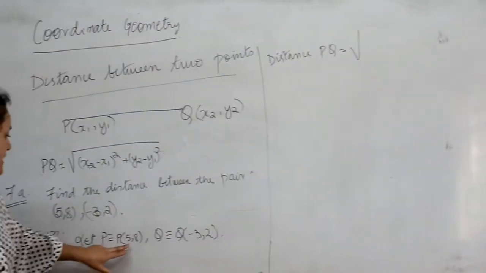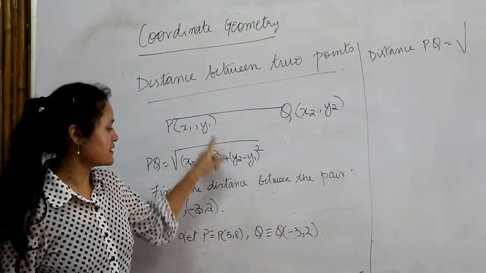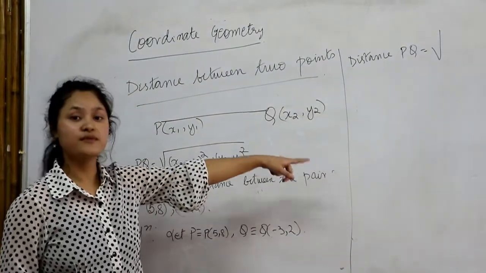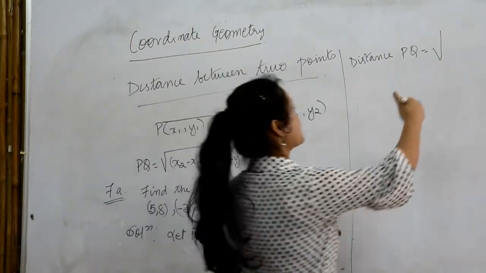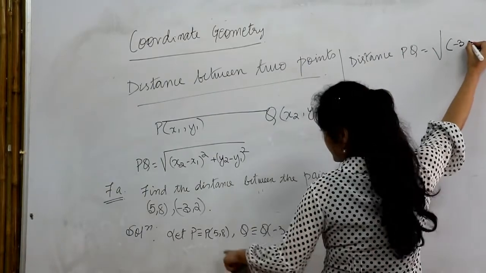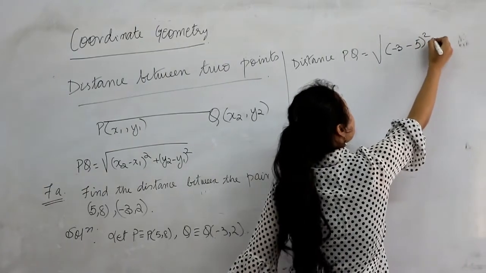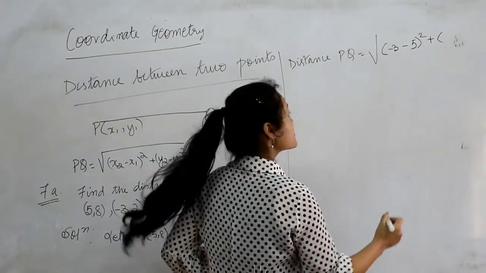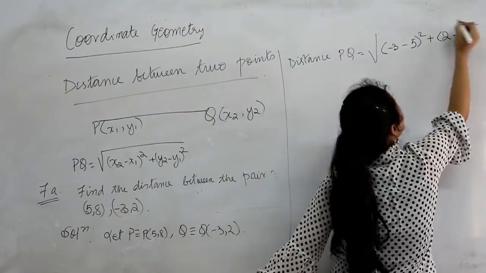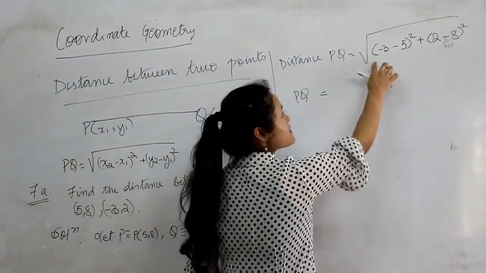Okay. See here, this 5 is your x1. 8 is y1. Minus 3 is x2. y2 is 2. Just put directly the values. Your x2 is minus 3 and your x1 is 5, whole square, plus what is your y2? 2 minus what is your y1? 8, whole square.